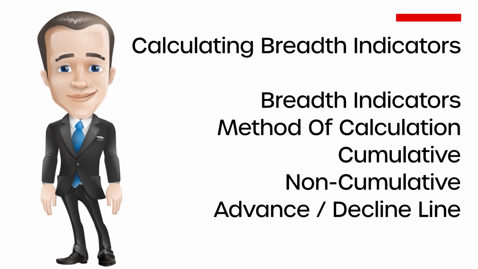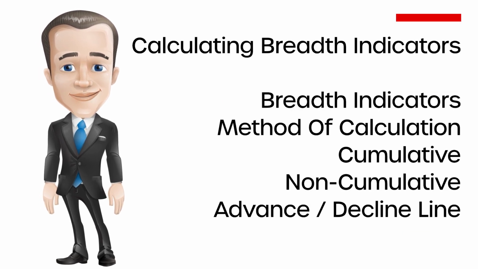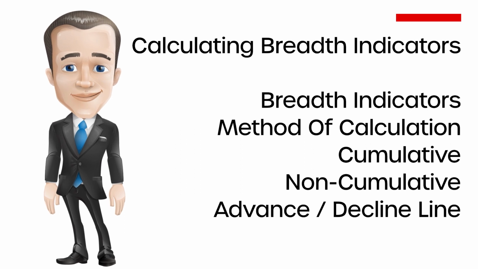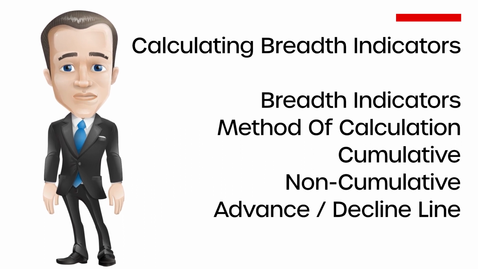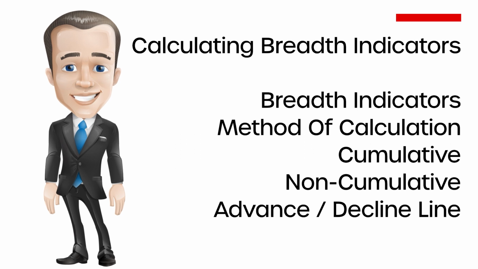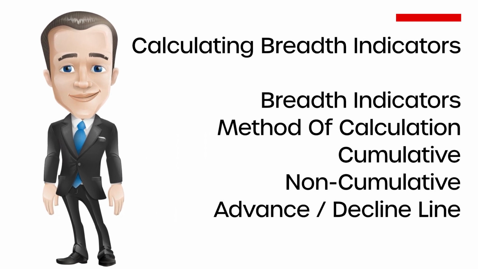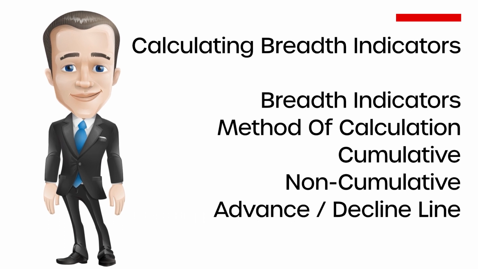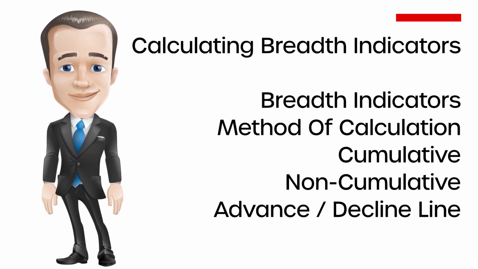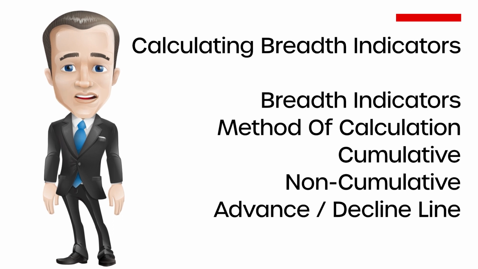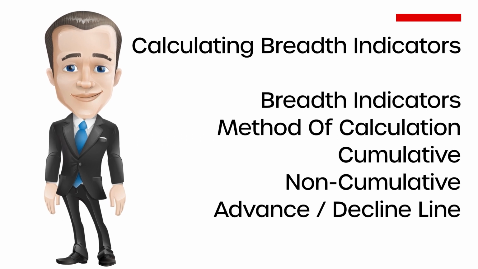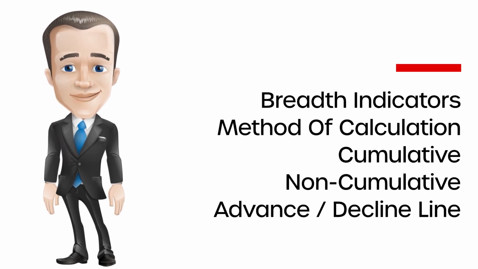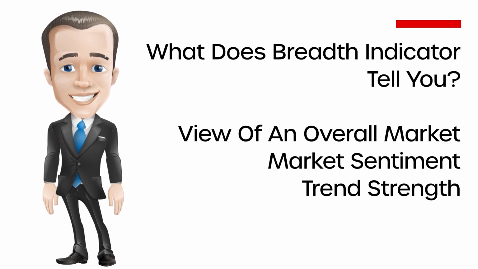Calculating breadth indicators. There are a number of breadth indicators, each with their own formula and method of calculation. Some breadth indicators are cumulative, with each day's value added or subtracted from the prior value. Others are non-cumulative, with each day or period providing its own data point. One of the simplest breadth indicators is the advance-decline line. It's a cumulative indicator where net advances, the number of advancing stocks minus the number of declining stocks, is added or subtracted from the prior value.